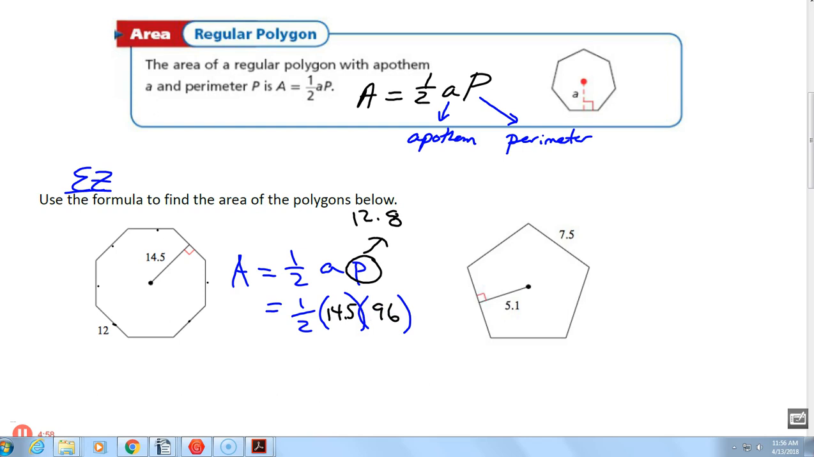And we get 0.5 times 14.5 times 96. Oh, this must have been where I stopped this morning. 696. And then it's just units squared, whatever the units are. Yeah, I did 0.5 times 14.5 times 96. All right. So you guys try the next one real quick. See if you can crank it out.